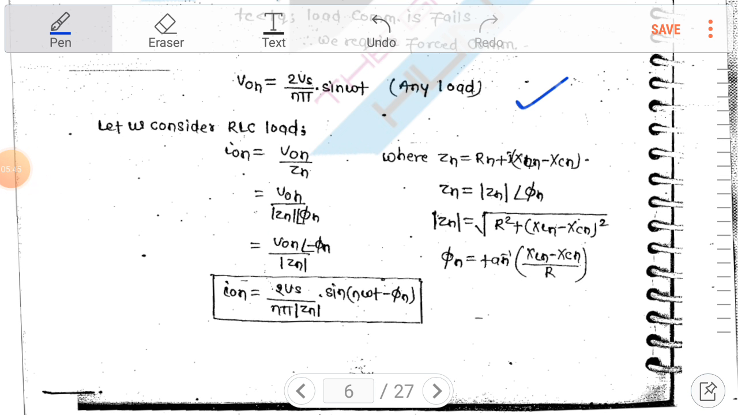The Fourier series for a square wave waveform is 2Vs by n pi sin n omega t. As we know that it is a voltage source inverter, the voltage waveform will remain the same, so we can generalize that for any load, the output voltage will be the same. So for RLC load, the current can be defined by Vn by Zn, the nth harmonic voltage divided by the nth harmonic impedance.